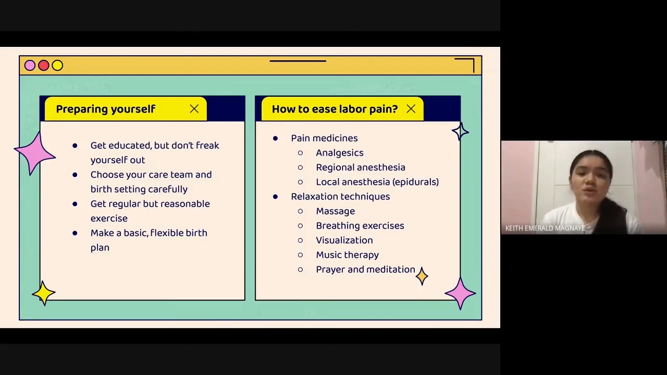Regular and reasonable exercise can help strengthen your muscles and prepare your body for the stress of labor. It can also increase your endurance, which will come in handy if you have a long labor po.